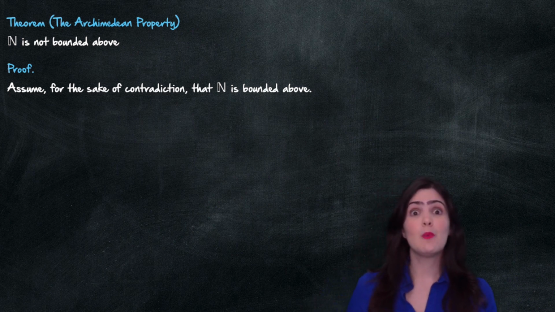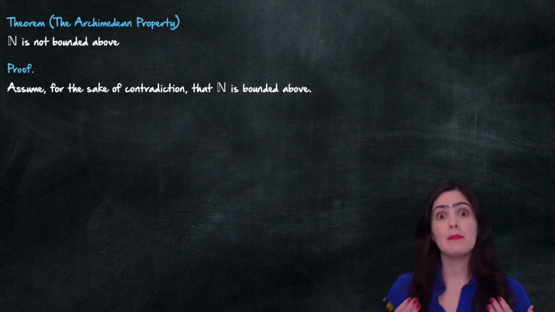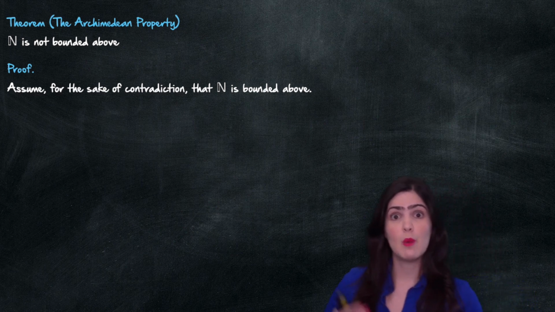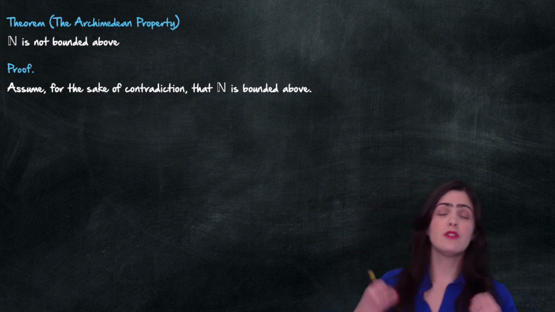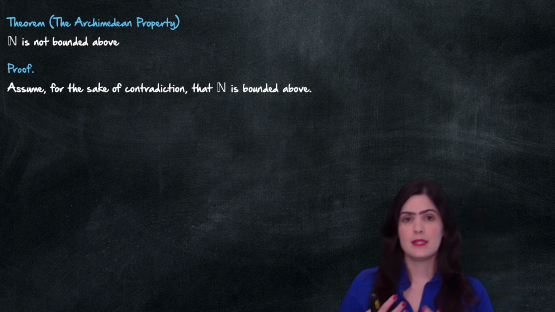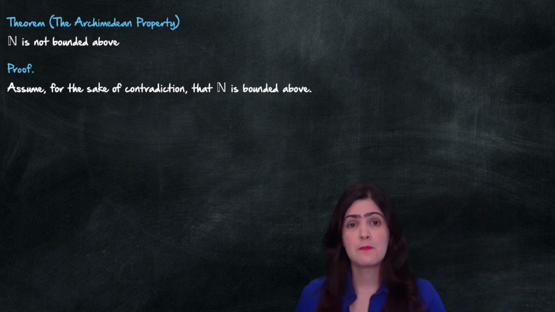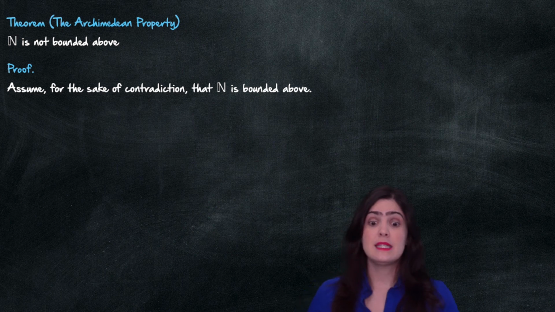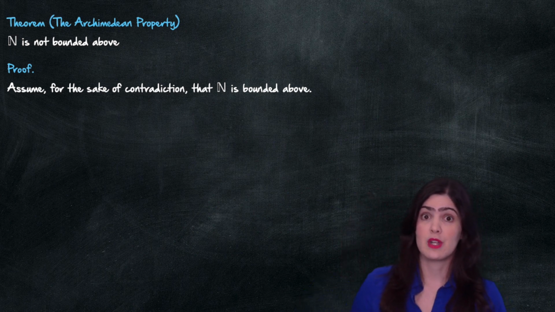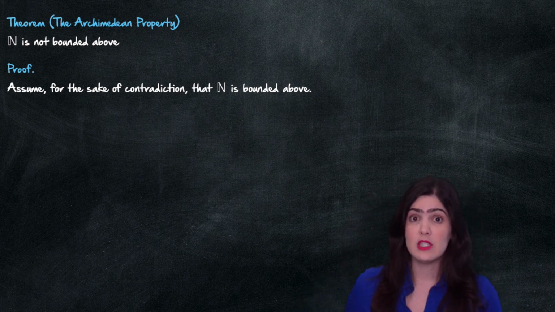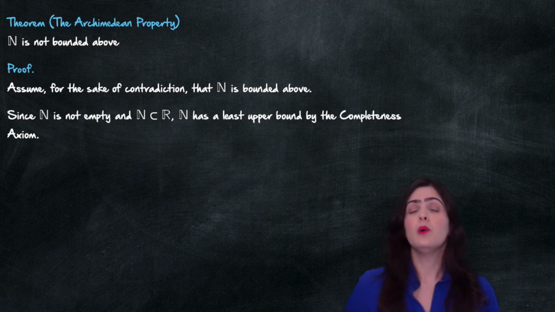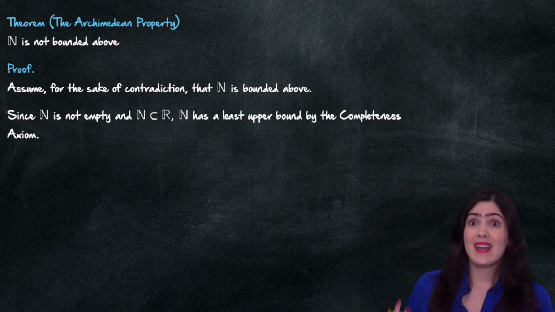Because if we do that, then what's going to happen? Well, we're going to assume that N is bounded above. And you see here again, I'm letting my reader know that I'm going to do a proof by contradiction. Assume for the sake of contradiction that the set of natural numbers is bounded above. And the good thing about this is that now that I have this assumption, I can use it, right? So what does it mean to be bounded above, and how can I use it?